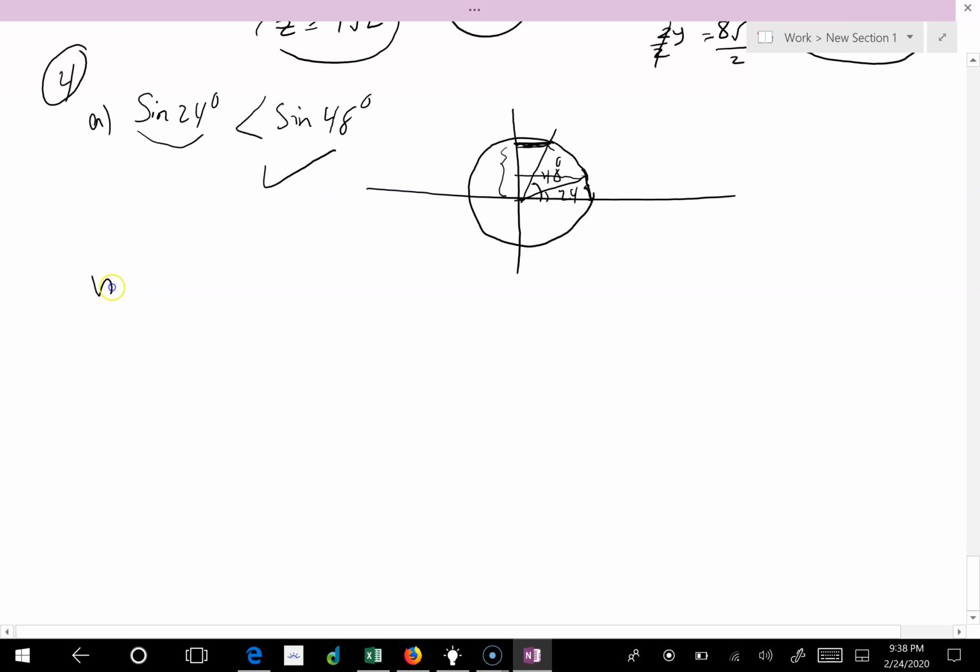Part B says cosine 24 compared to cosine 48. So cosine will be a reflection on the x-axis. Definitely the x-value of 24 is larger. So the second one, cosine 24 is less than cosine 48, is wrong, or it's false. Okay.